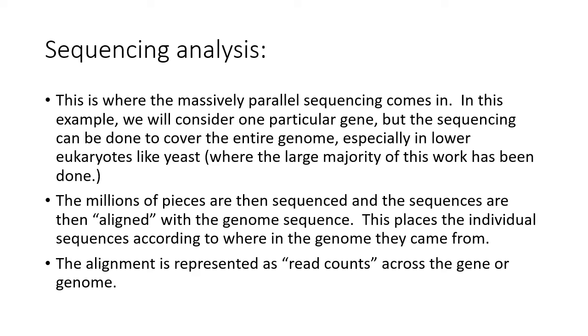So we're going to massively parallel sequence this. We're going to sequence everything we get, and this would give you the whole genome if you did it this way. We're just looking at one gene. We're going to sequence these millions of pieces, and then the sequences themselves are going to be aligned to the genome sequence, so we know where each one came from. This places the individual sequence according to where it was. The alignment is represented as read counts, where a little tick mark is placed on the x-axis whenever a region is found there in the sequence. By piling up all these read counts, we can figure out which places in the genome are more likely to be bound by the nucleosome versus not.